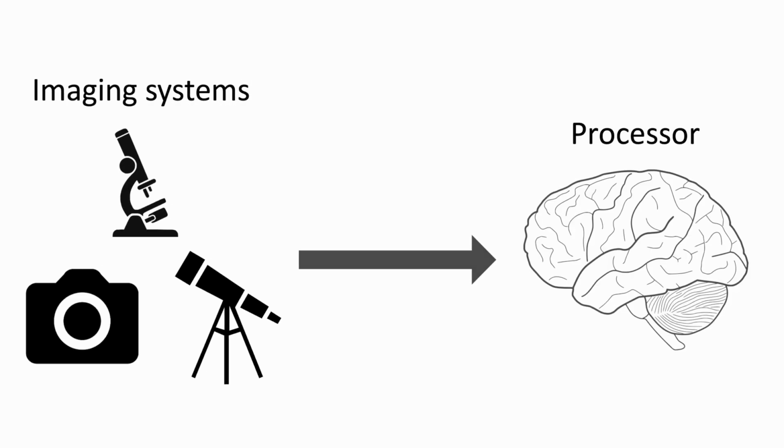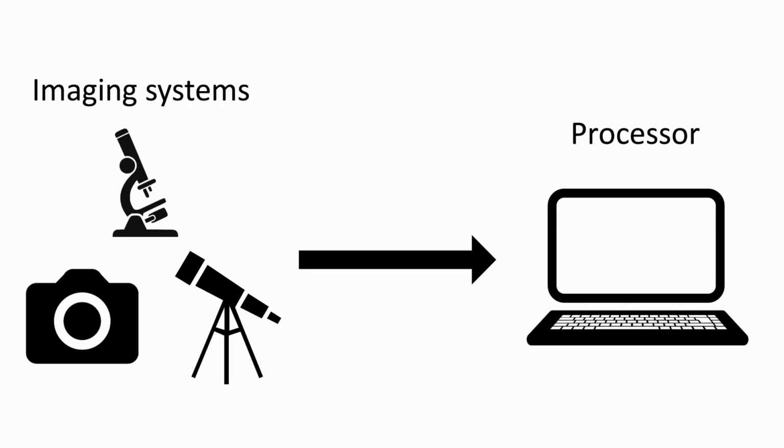Traditionally, imaging systems were designed to capture data for human eyes. But modern imaging systems capture data for computers. Algorithms don't need human interpretable images, which allows data to be captured in new ways.